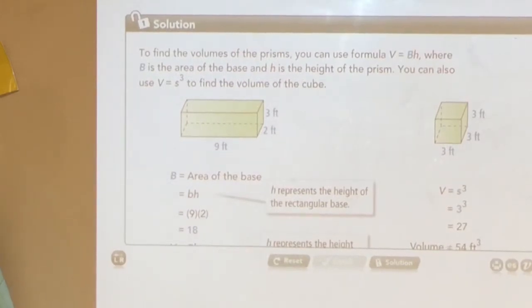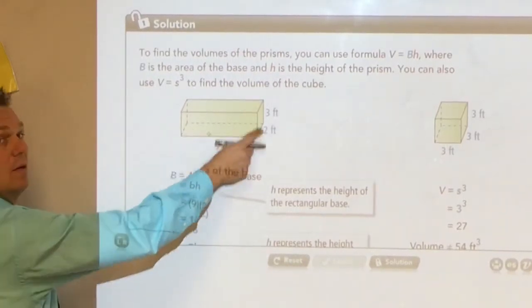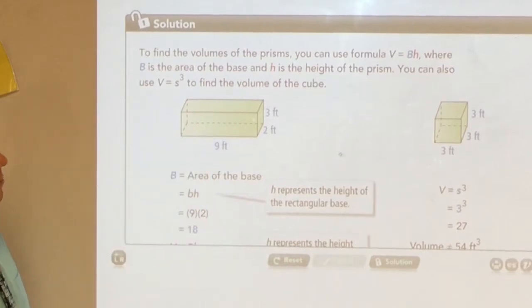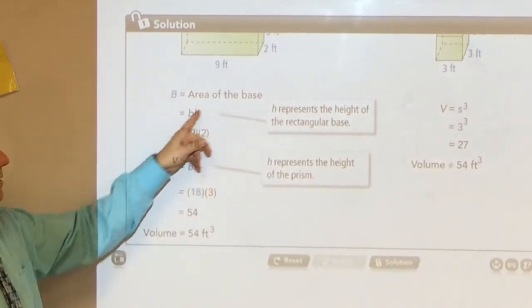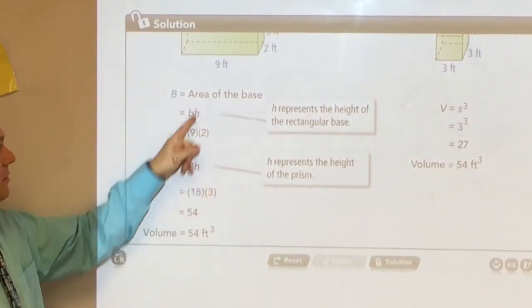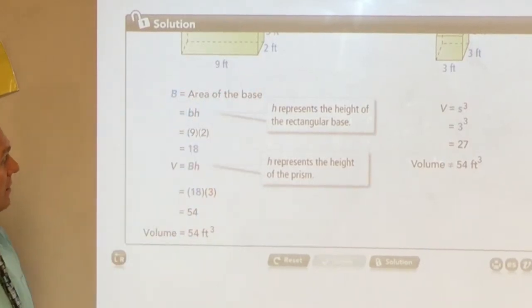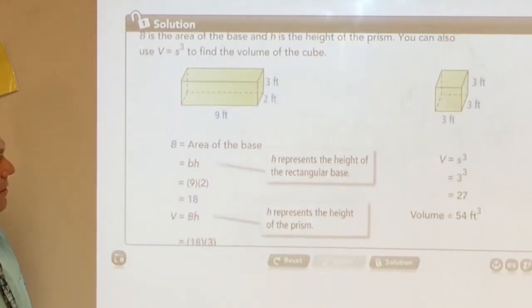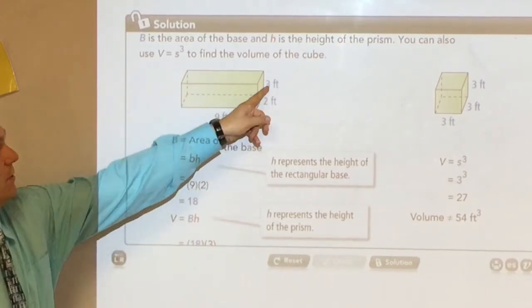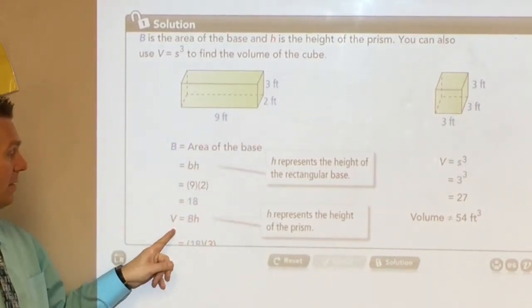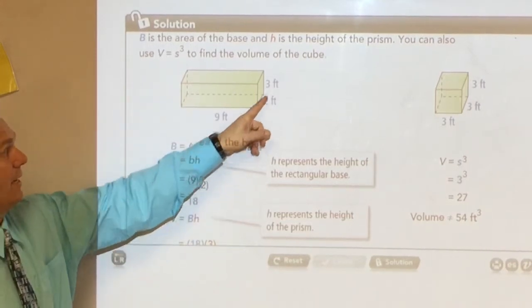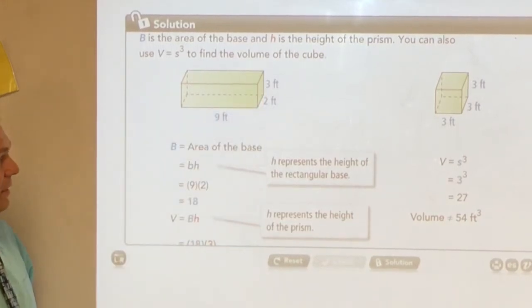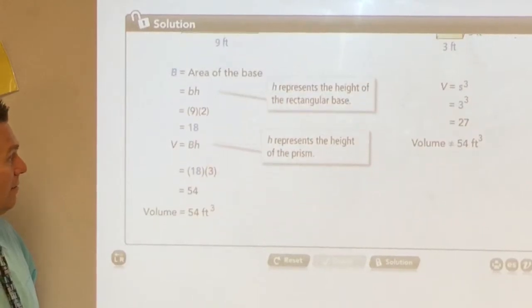So the first one here, this particular rectangular prism, the formula that you would use is finding the area of the base first, which is the little b times the height, so 9 times 2, okay? And you multiply that together, and 9 times 2, and you get 18. And now you've just found the big B, and you're going to multiply it by its height, which is 3. So you're going to go 18 times 3, and you're going to get 54.